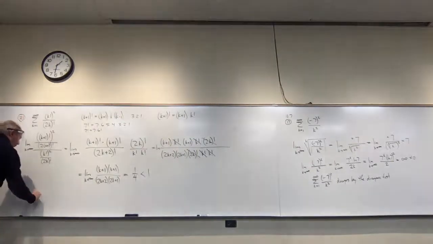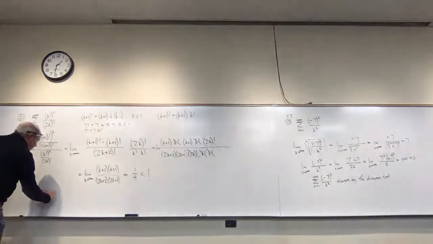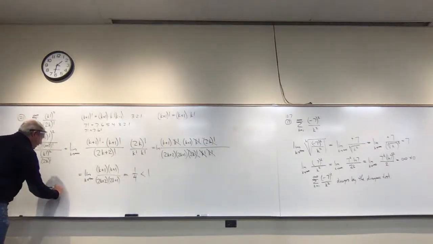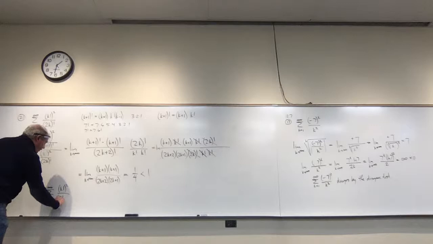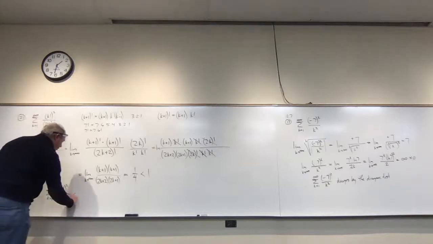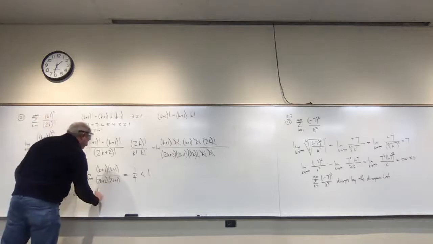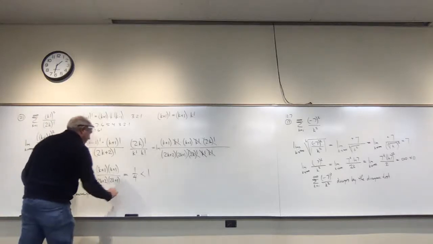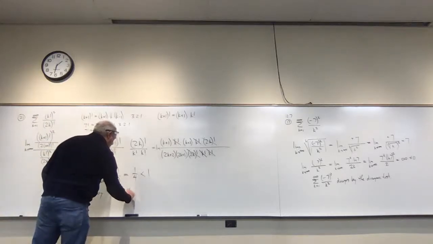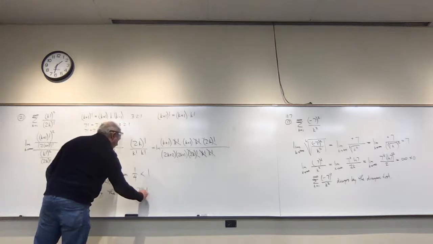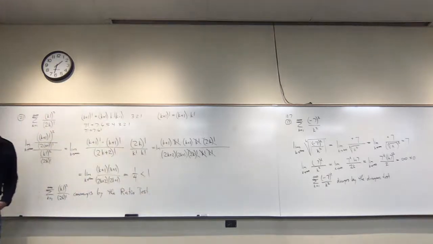So I say, therefore, the sum from k going from 1 to infinity of k factorial quantity squared divided by 2k factorial converges by the ratio test. And that's it.